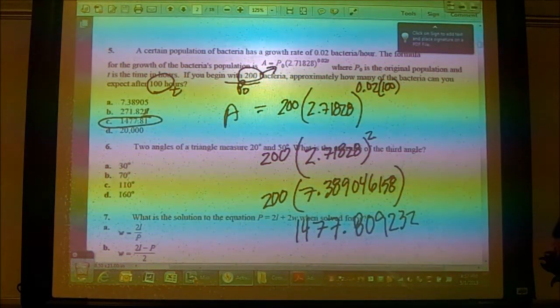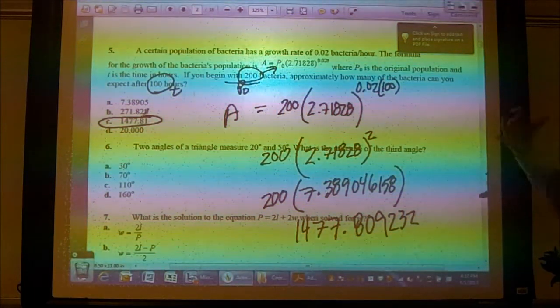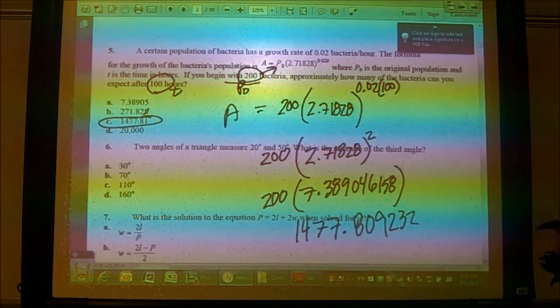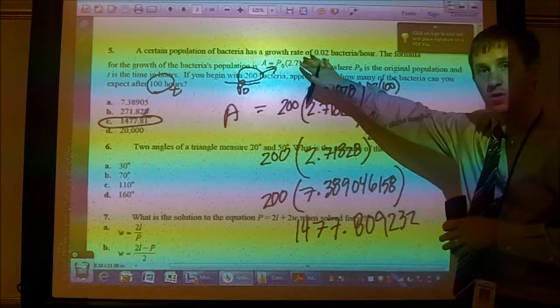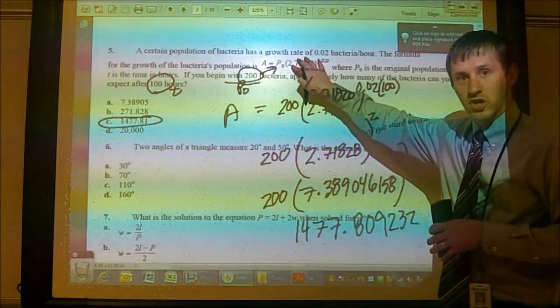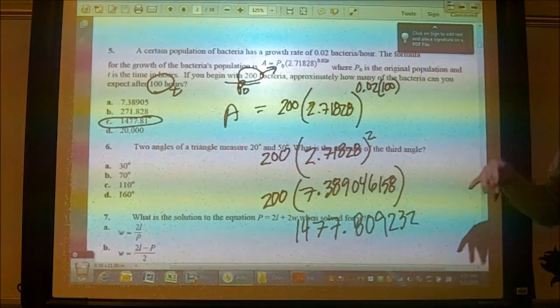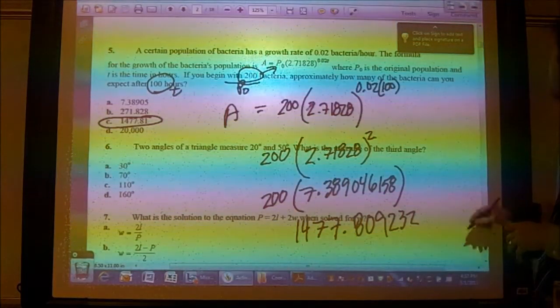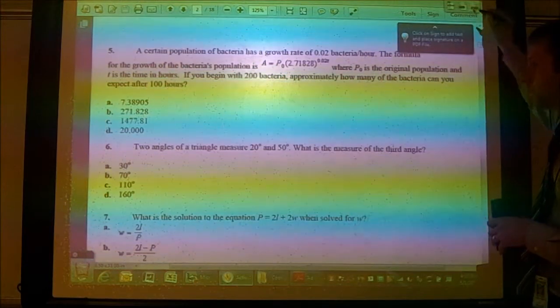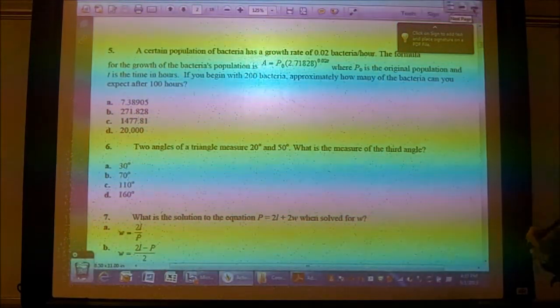So this was really a problem with using a formula, plugging in, being able to use a calculator. Might point out to you what type of function or formula this is. It's an exponential. Notice we have the exponent. So as time went on, it was going to grow faster and faster, those bacteria there.